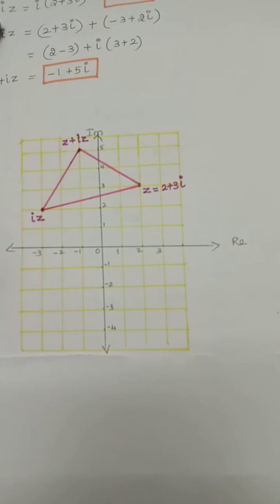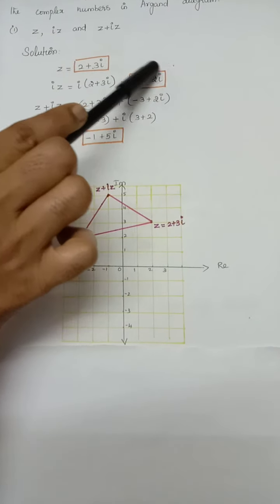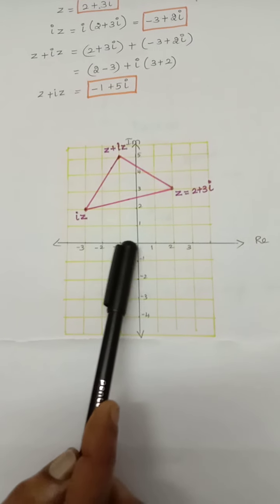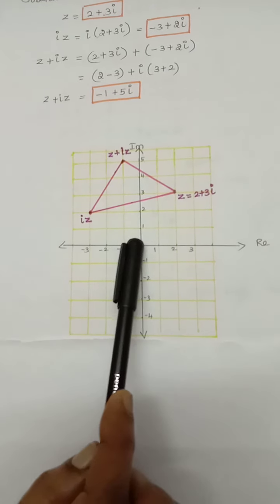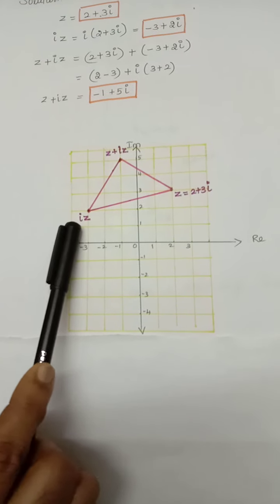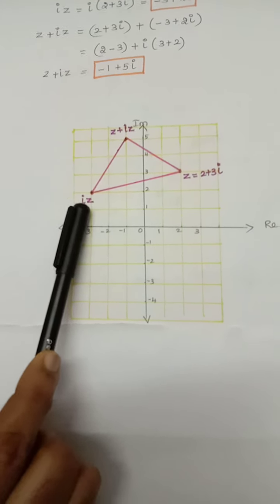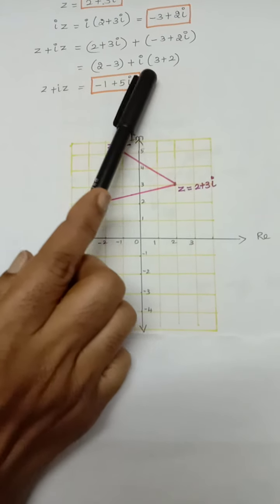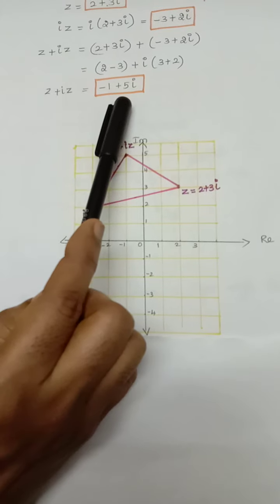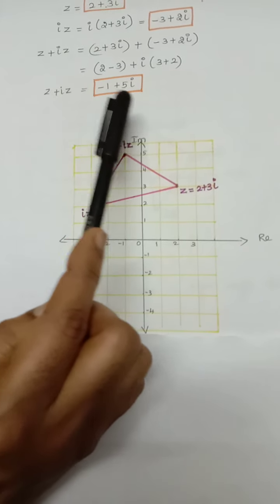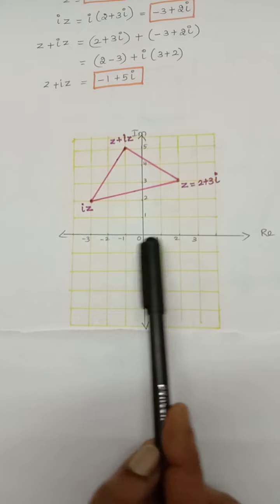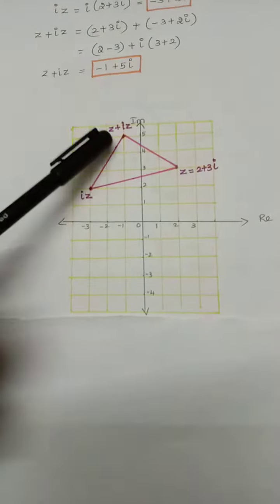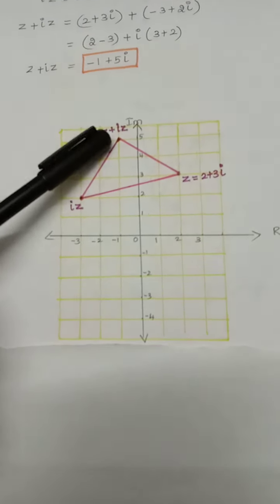In the same way, what is iz? Minus 3 plus 2i. Okay, which is equivalent to (minus 3, 2). So real axis minus 3 units and the imaginary axis 2 units. So this is the iz complex number. Okay, see what is z plus iz? Minus 1 plus 5i. So minus 1 plus 5i is equivalent to (minus 1, 5). Okay, so on the real axis minus 1 I have taken, imaginary axis is 5 units. So z plus iz is represented here.